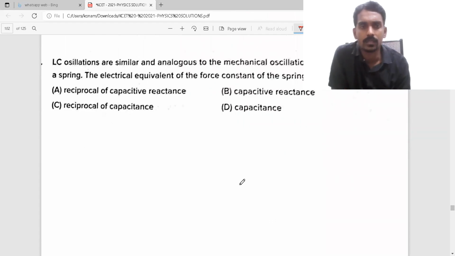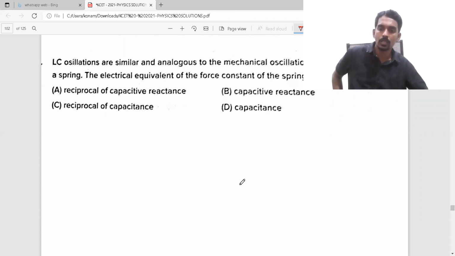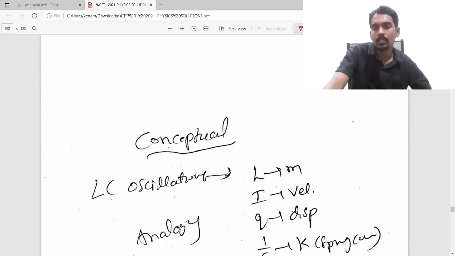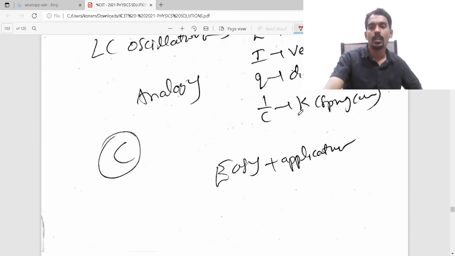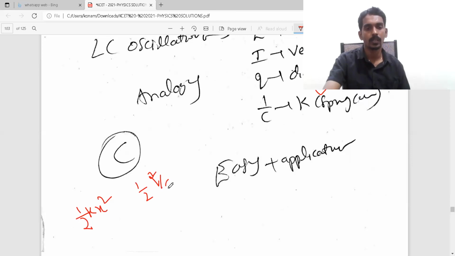Now, LC oscillations. It is based on the concept of analogy, and in the book they will clearly mention it: mass is like inductance, current is like velocity, charge is like displacement, and 1 by C is like k. Because the formula for the potential energy in the spring is half k x square, and here it is half q square by C.